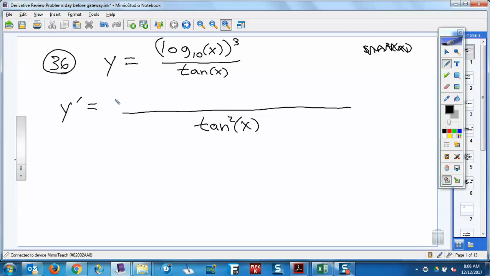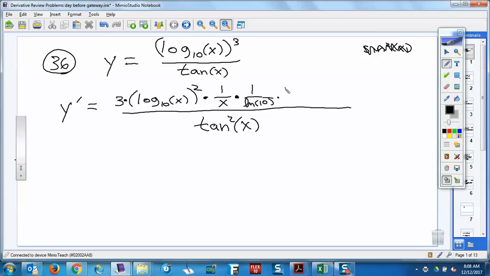So derivative of the top. We're going to bring that 3 down. We're going to leave the inside alone, log base 10 squared, right? So derivative of the outside. Step 1, leave the inside alone. Step 2, times the derivative of the inside, which is 1 over x, times 1 over ln 10. Really those are 4 things all multiplied together. Times what? The bottom left alone.